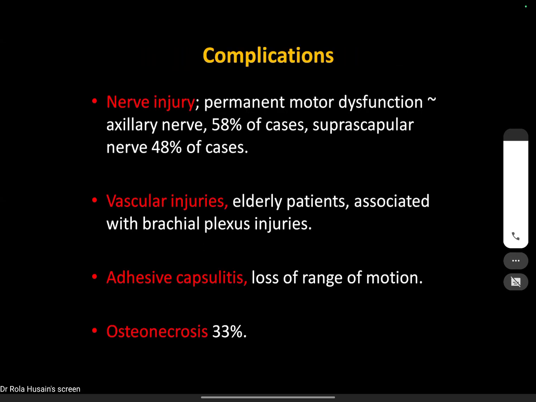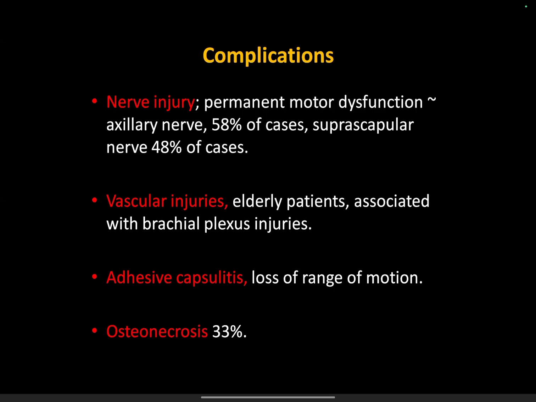All right, complications. We talked about neurovascular compromise. When we talk about nerves, in some patients, they can have permanent motor dysfunction. Of note, we have the axillary nerve affecting 58% of cases, followed by the suprascapular nerve affecting 48% of cases. We have vascular injuries, as we saw in the prior example, affecting the axillary artery, and they could also be associated with brachial plexus injury.